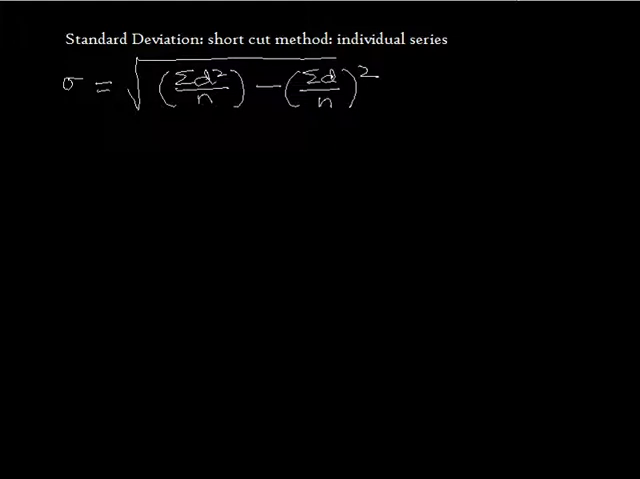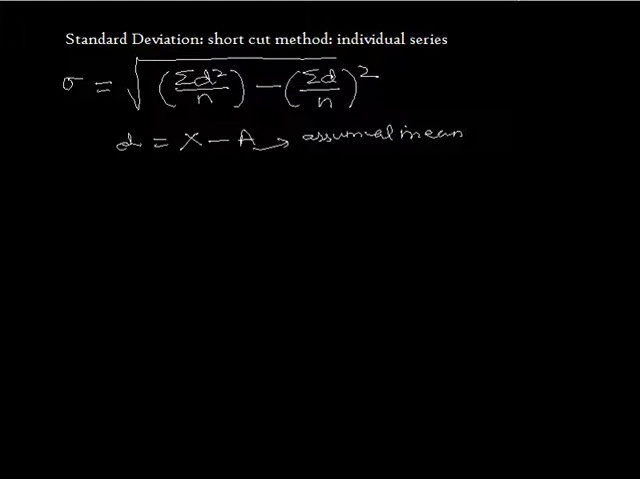Okay, now this d is what? This d is essentially your deviation from an assumed mean. This is what? Assumed mean, chosen from among the x values.